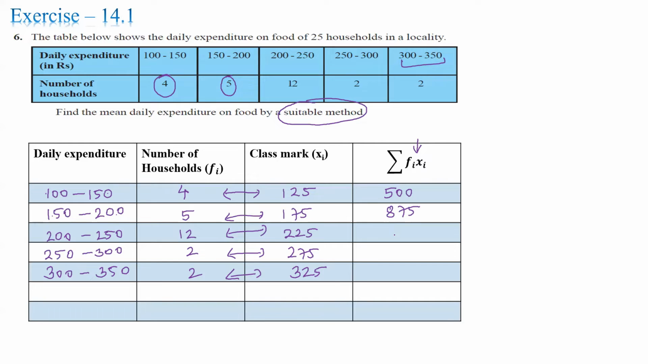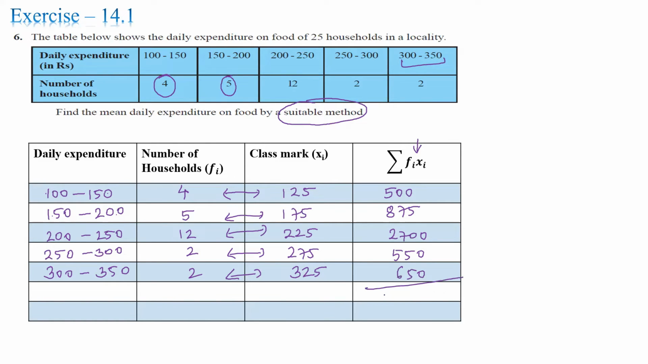875? I don't think it will come that big. Yes, yes. 175 into 5 is 850 plus 25, so 875. Correct. Next, 12 into 225 is 2700. After that, 275 into 2 is 400 plus 150, which is 550. Next, 650 will come.